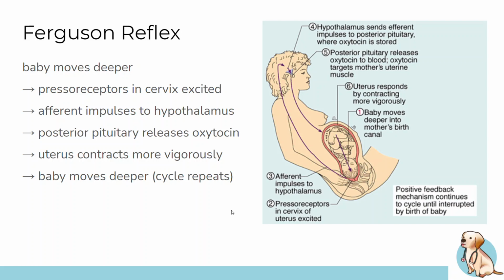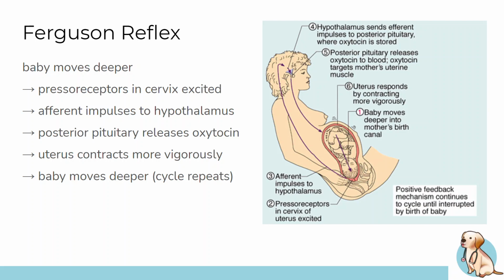The Ferguson reflex is basically an oxytocin positive feedback loop. This describes how contractions occur. It starts with a baby pushing on the cervix and activating the receptors there. These receptors send signals to the hypothalamus, which synthesizes oxytocin, and that's released via the posterior pituitary. Then oxytocin causes the uterus to contract more vigorously, and it allows the baby to move deeper. And then there's continued activation of the receptors and more signaling, and basically the whole loop just keeps on going.